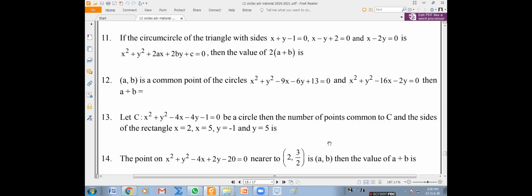Okay, it is 2, 3. 13 is also not typical, just from the figure we can tell. The circle center is (2, 2) and the radius is 3.